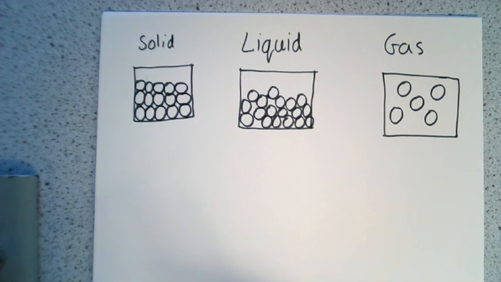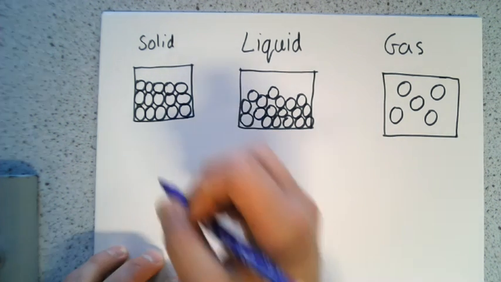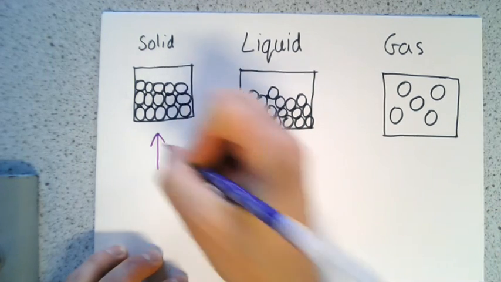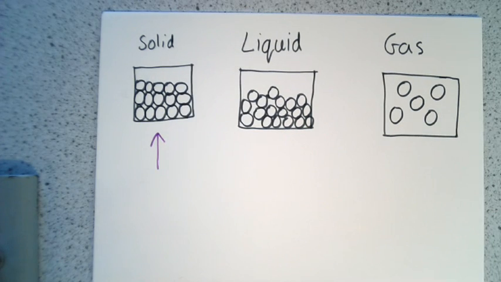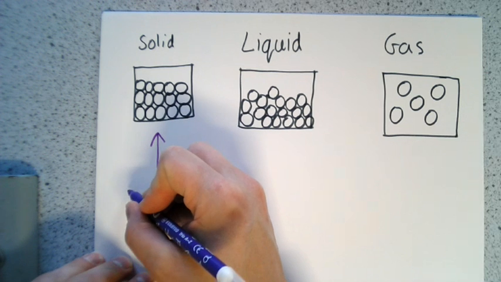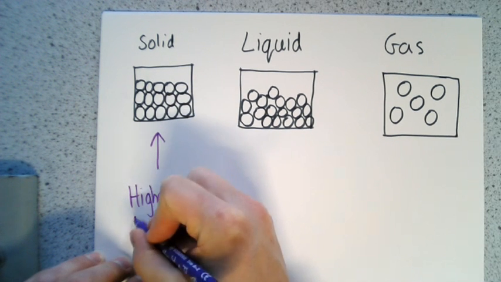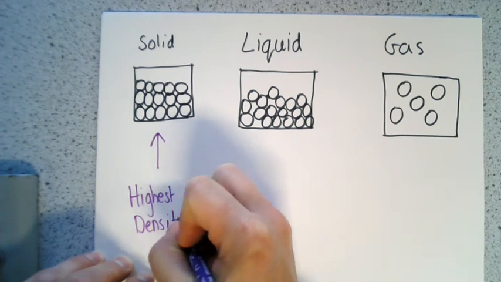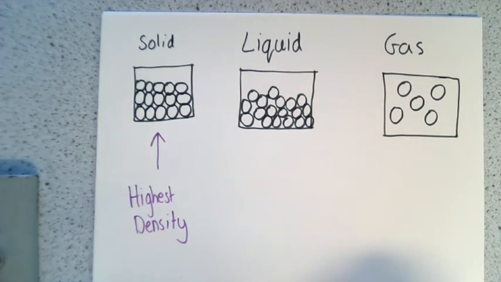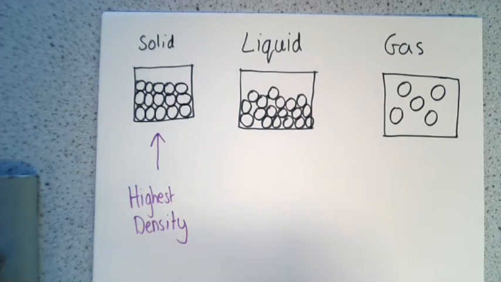Now we're linking back to density. We're talking about the amount of mass something has in a given volume, or in simple terms, the number of particles in a given space. Looking at your three, the solid has got the most particles in a given volume. So typically, solids have the highest density. Gases have the lowest density because they've got the least particles in a given space.